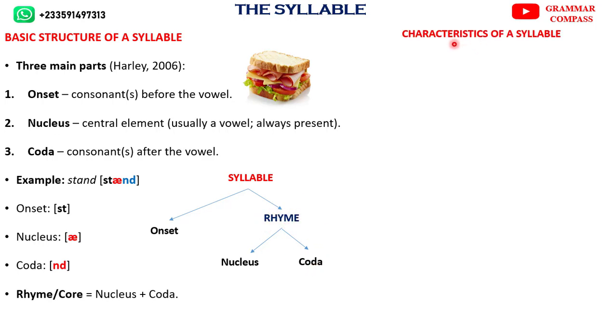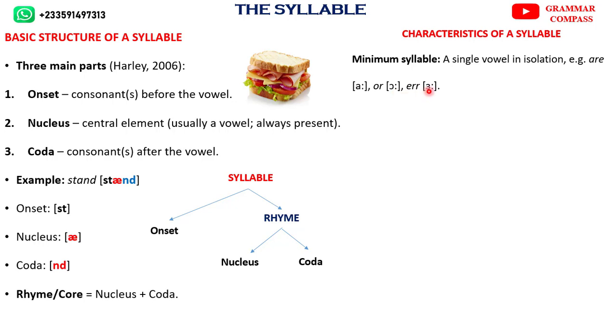Let us talk about some basic characteristics of a syllable. First of all, a minimum syllable. The minimum form of a syllable you will get is a single vowel without any consonant sounds. Example is the word a. So for a, we have only the nucleus, a vowel sound. Another word is or. We have only one nucleus. There are no codas and no onsets.